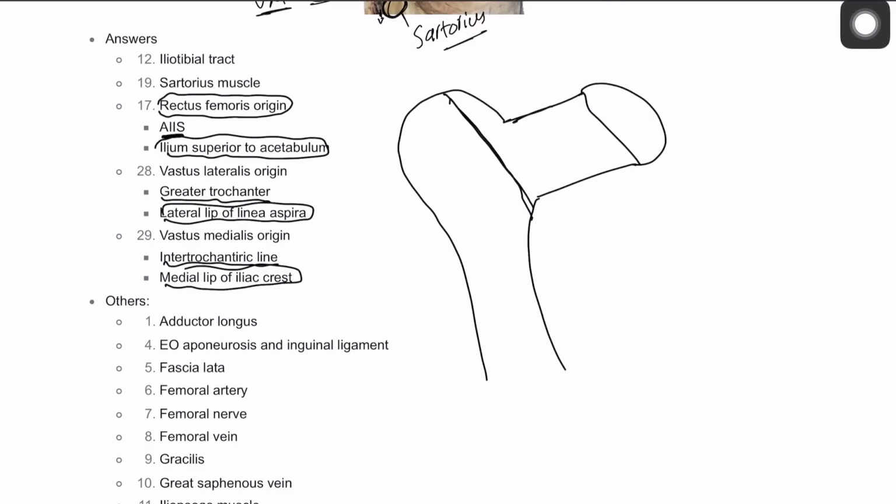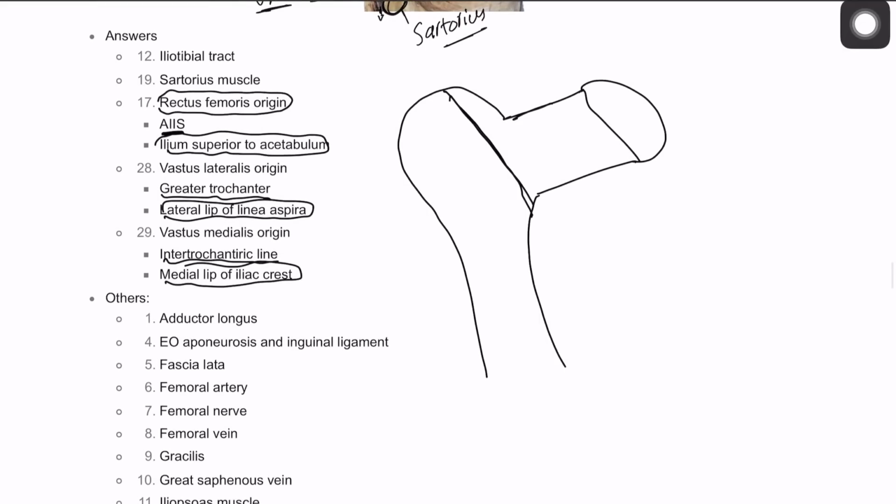For the vastus lateralis muscle, it comes from the greater trochanter, and you will have here the linea aspera, sort of like that. So you have the greater trochanter and the lateral lip of linea aspera. That will be the vastus lateralis muscle. The vastus medialis muscle comes from here, the intertrochanteric line and the medial lip of linea aspera. Okay, we covered all of this.